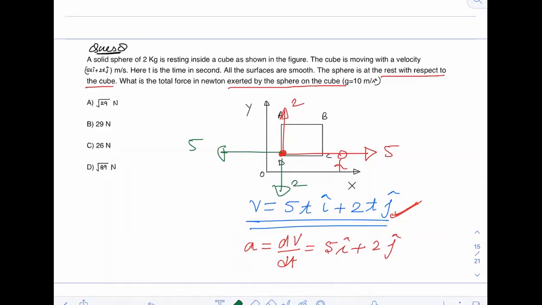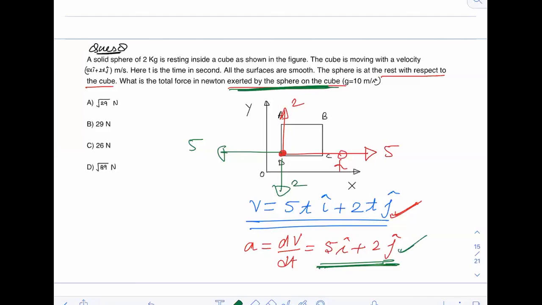Because they're asking me the force exerted by the sphere on the cube. So I have to take Newton's third law here actually. Whatever is given to me is the acceleration or the force component on a sphere due to cube. Now, on a cube due to a sphere will have opposite direction. Correct? All those who have written 29, 89. Do you understand this point now?